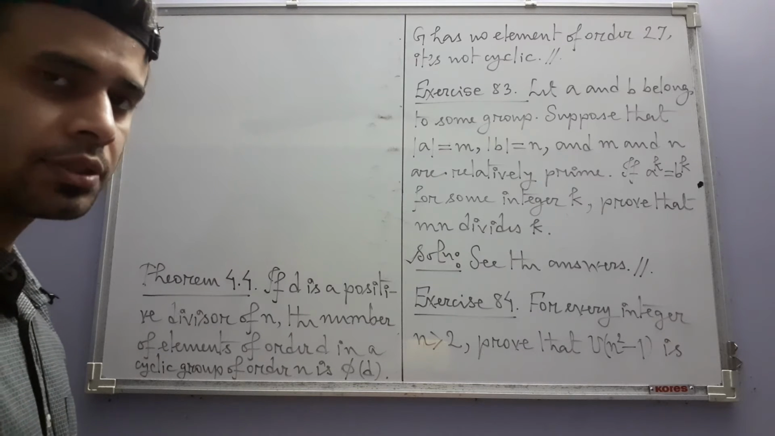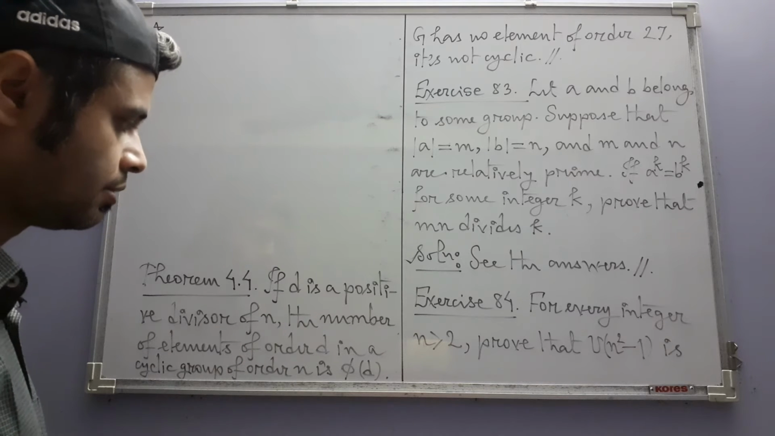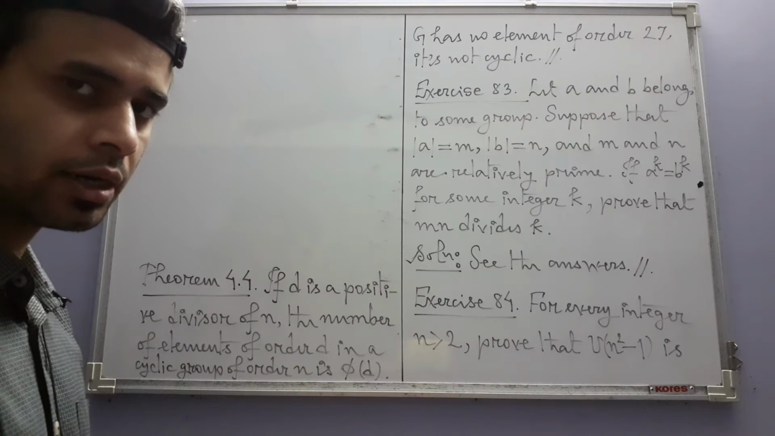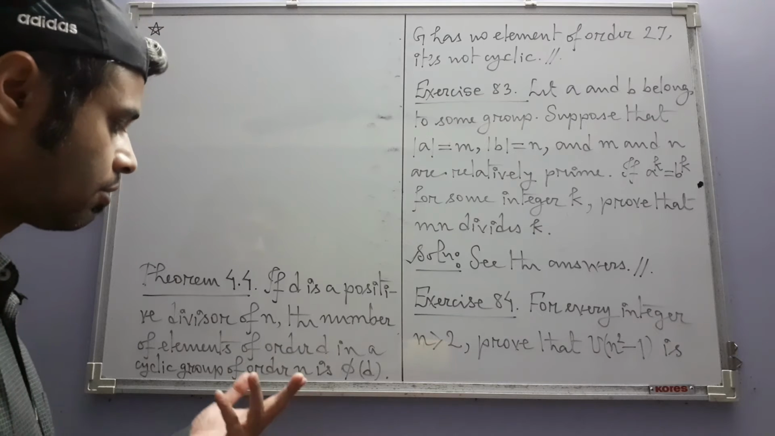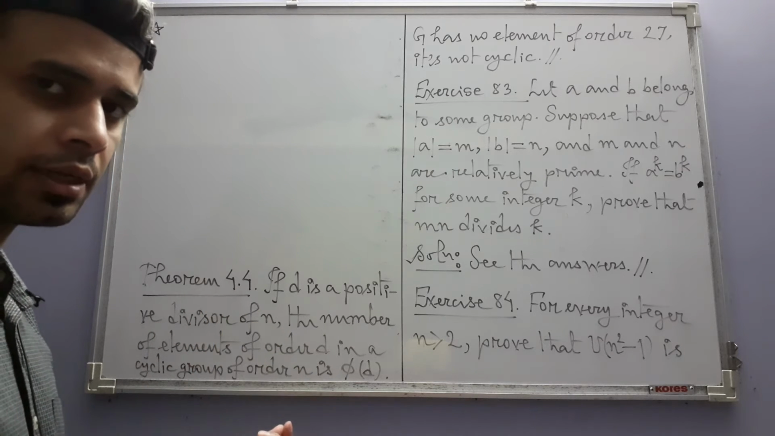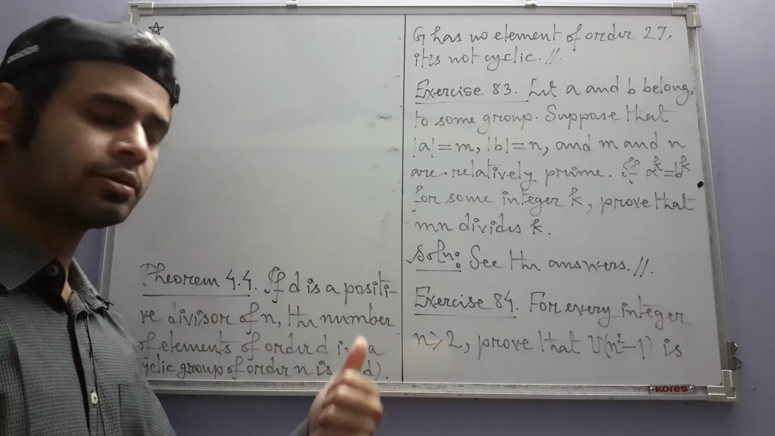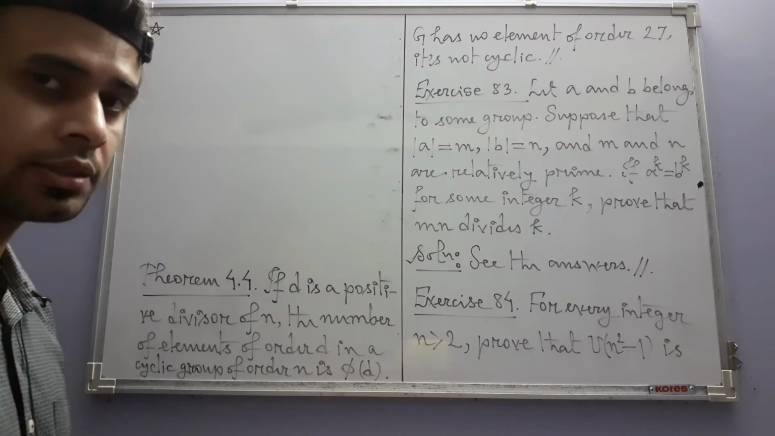n is itself also a positive integer and d is a positive divisor of n. Then the number of elements of order d, that is those elements which have order d, in any cyclic group of order n is phi of d, where this phi is Euler's phi function.